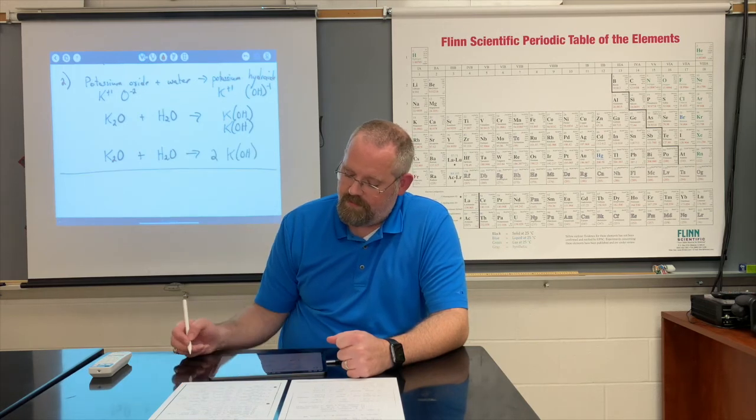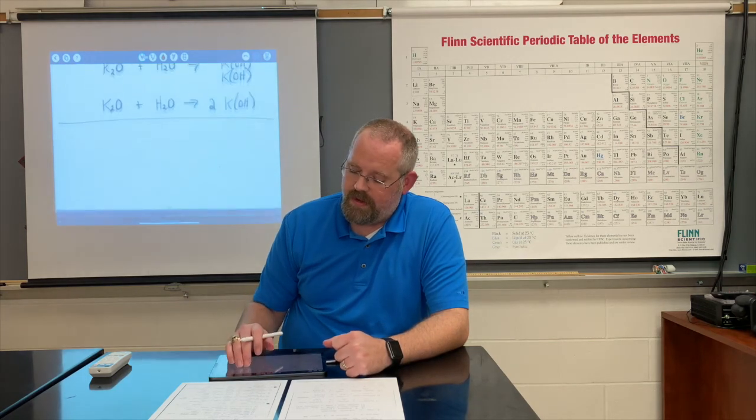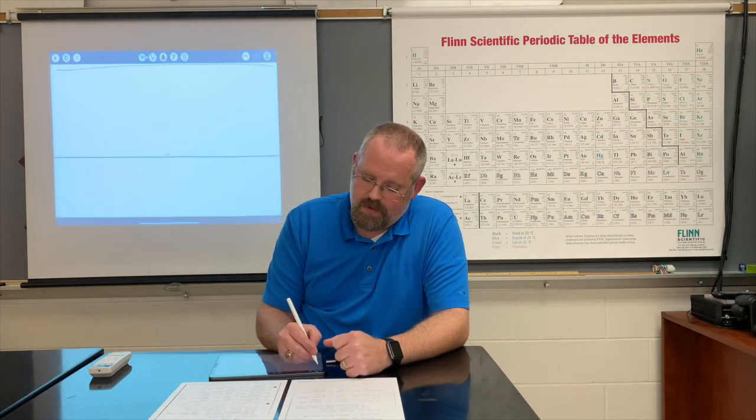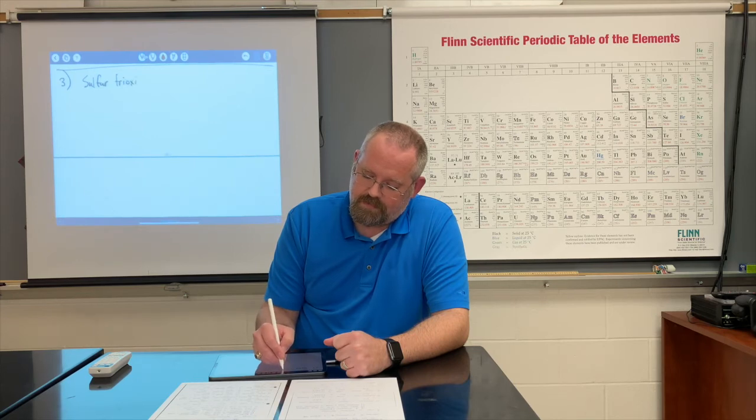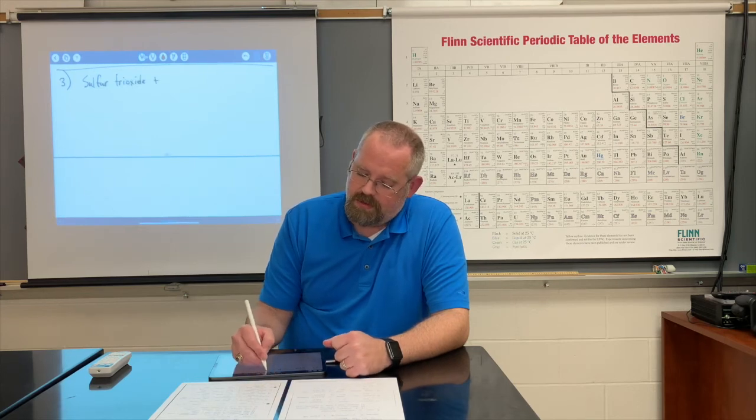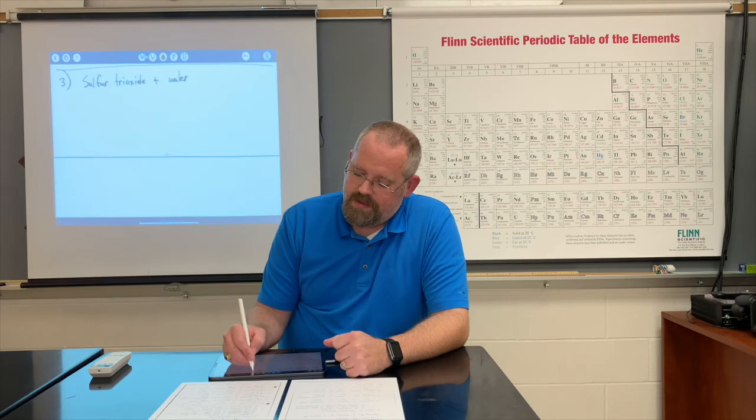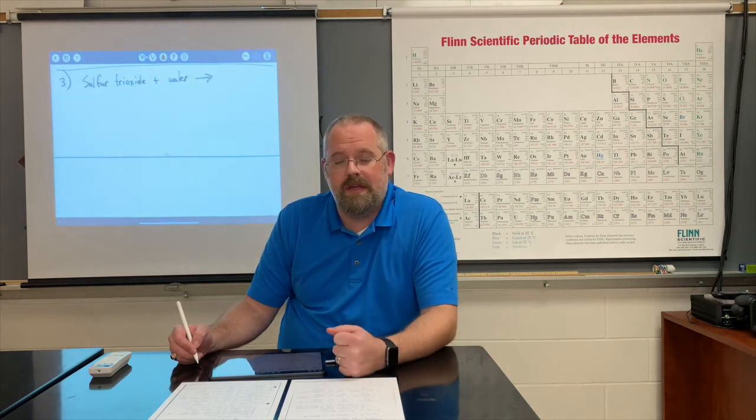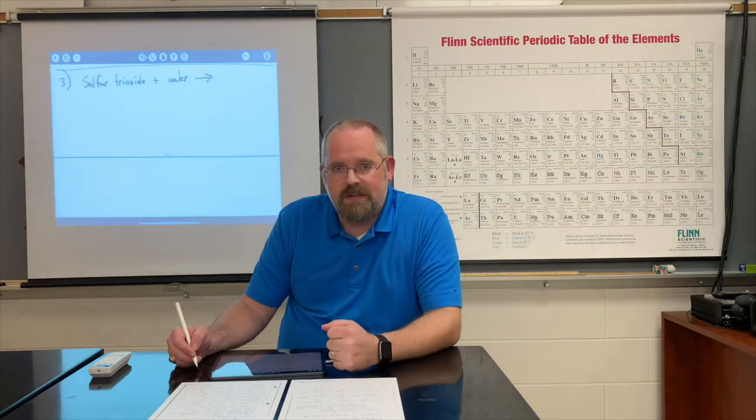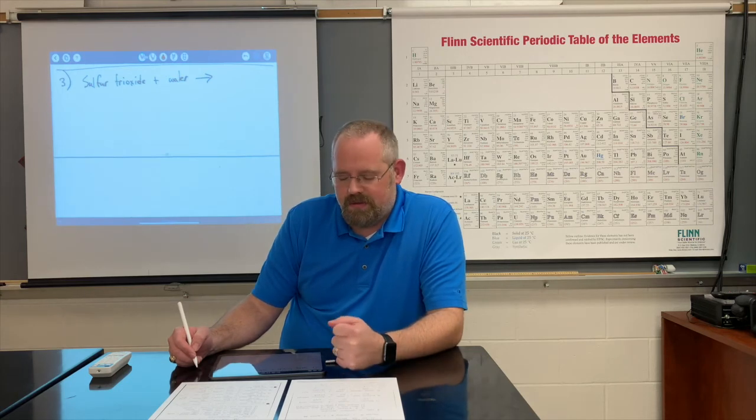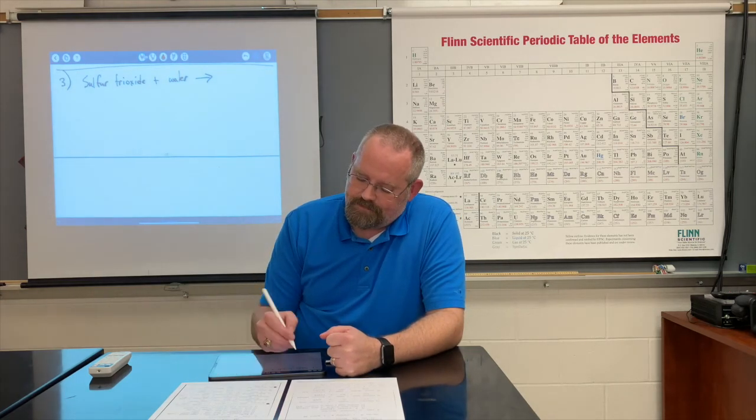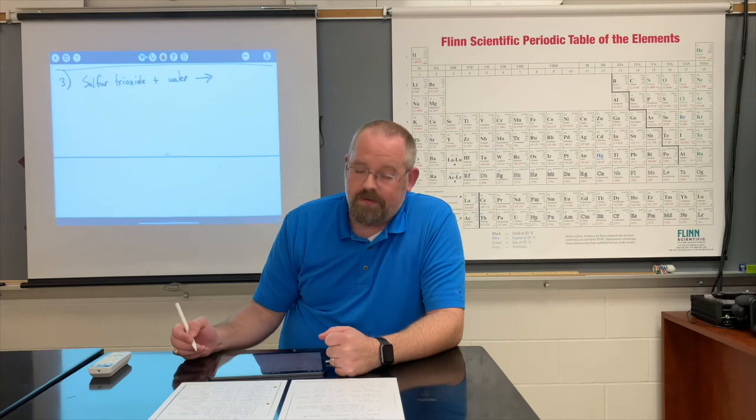Okay, let's do the third type now. Third type is going to be a non-metal oxide. So we're going to say sulfur trioxide plus water. And this makes a polyatomic acid. Now, for these, it's a little easier to work backwards. Let me show you what I mean. We want to figure out our formulas first.